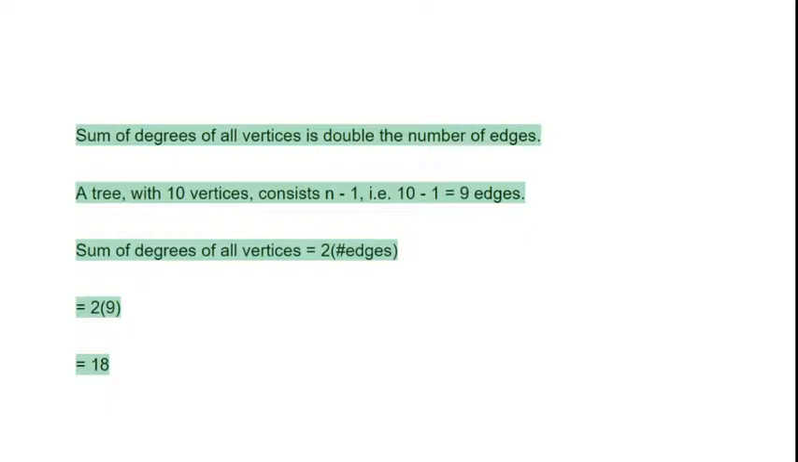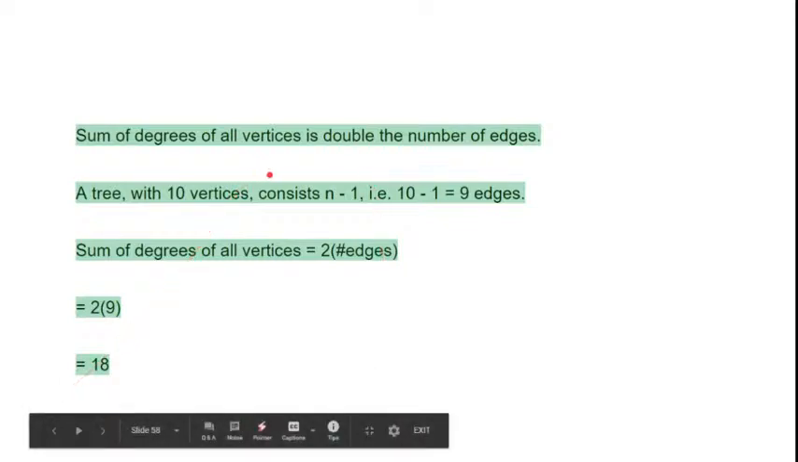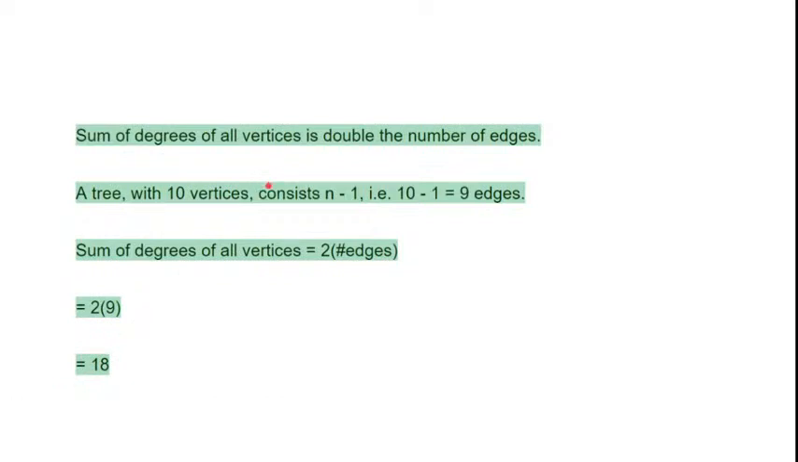A tree with 10 vertices contains n minus 1 edges. So 10 is the number of vertices, 10 minus 1 is 9, and 9 is the number of edges. They have given the number of vertices, so from that we get the edges, that is n minus 1, so 10 minus 1, 9 edges.